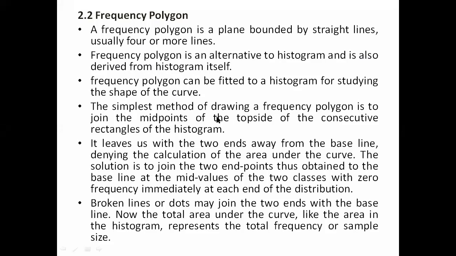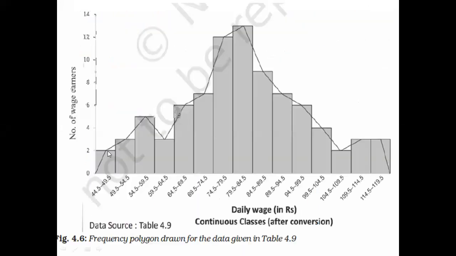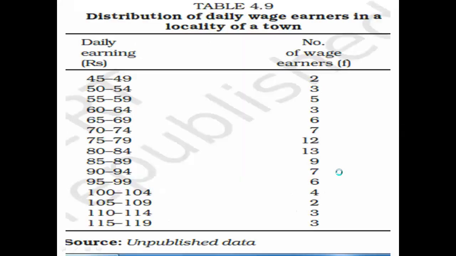Okay. The simplest method of drawing the frequency polygon is to join the midpoints of the top sides of the consecutive rectangles of the histogram, right? How to join the midpoints here: we can join the midpoints of each and every rectangle of the histogram. Here you can see the midpoint of the histogram. If you join them, you are going to get a polygon like that.